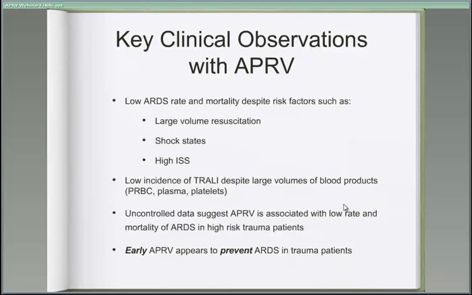So let me just summarize our clinical experience. Our clinical experience is very large, and we have noted a significant reduction in our ARDS mortality, institutional, uncontrolled, but many of our patients receive massive resuscitation, are in shock, and we have a progressively increasing ISS score. In addition, our patients are getting older and older, just like everybody else's patients. We use a tremendous amount of blood products, but we are seeing that the early application of APRV prevents ARDS in trauma. At least that's our clinical observation.